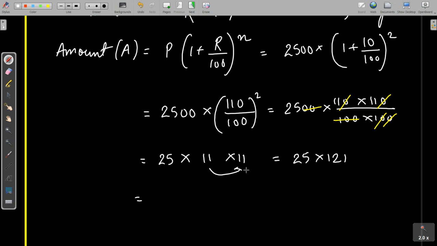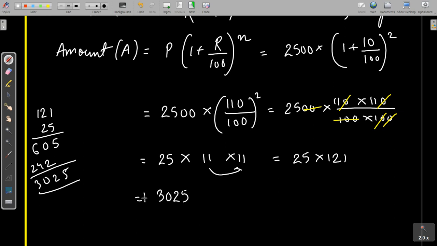Okay, I'm not going to again multiply, or I can do the multiplication here. 5 times 1, 5, 20, 242, 5, 3. So the product should be somewhere around 3025 rupees. So this would be my amount.